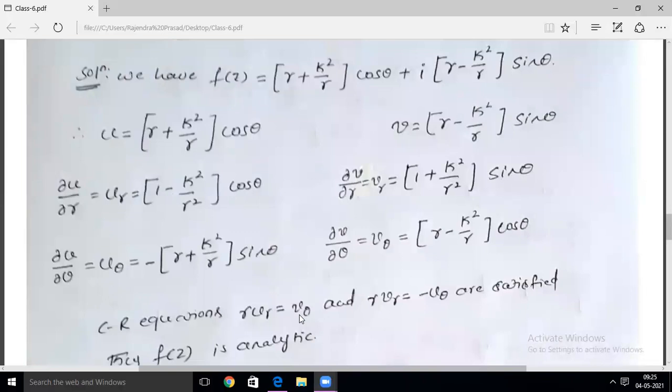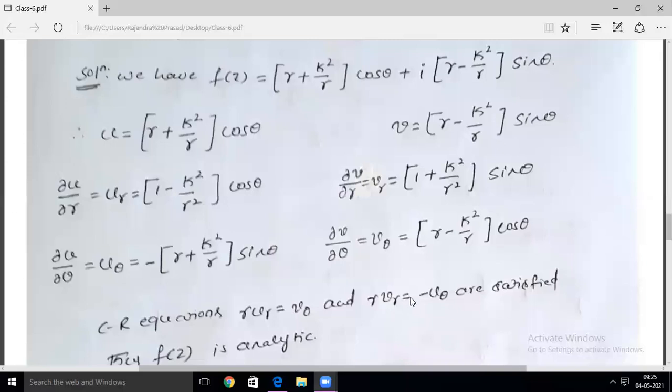r into ur is equal to v theta. V theta we have here as r minus k square by r into cos theta. Ur into r: ur is there, multiplied by r, the r gets cancelled. So finally we get r minus k square by r into cos theta, which equals v theta. So these two are equal.